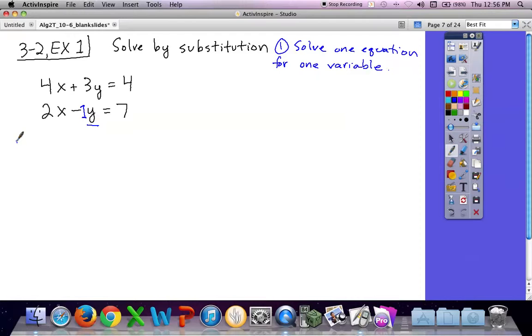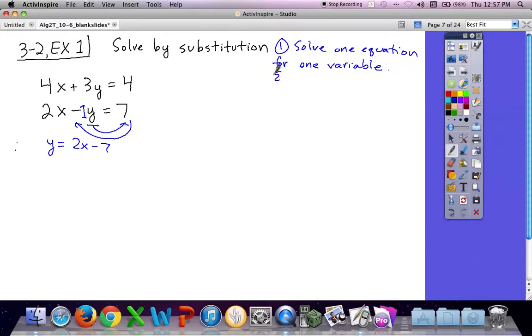If we solve for any one of these others, 2x, 4x, 3y, in the very last step you're going to be making fractions, and we don't want to do that. So for this one, if I solve for y, I'm going to add y to both sides and subtract 7 from both sides. Then y equals 2x minus 7, right? So solve one equation for one variable. In this case, it seemed like that was the right way to go.